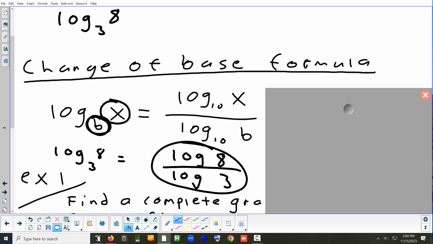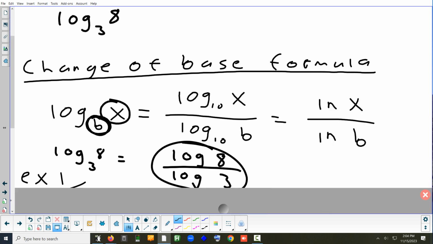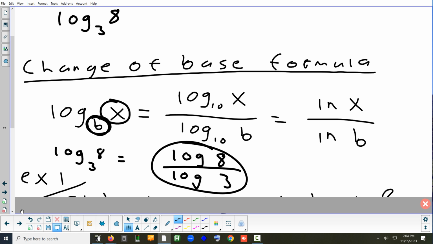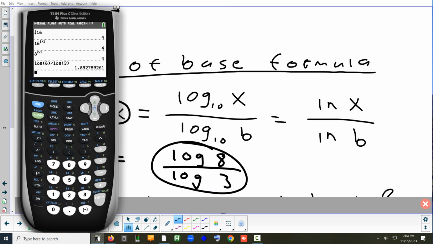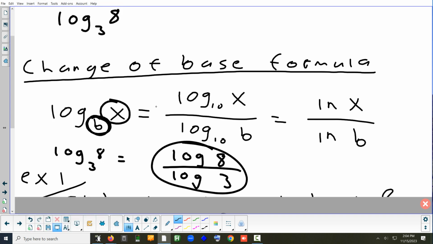Now, there's another way you can do it, and it comes out to the exact same answer. If somebody superglued your common log button on your calculator and you couldn't use it, well, you can use the natural log button, and it will be exactly the same thing. ln 8 divided by ln 3. It doesn't matter which way you do it. I usually use this one.